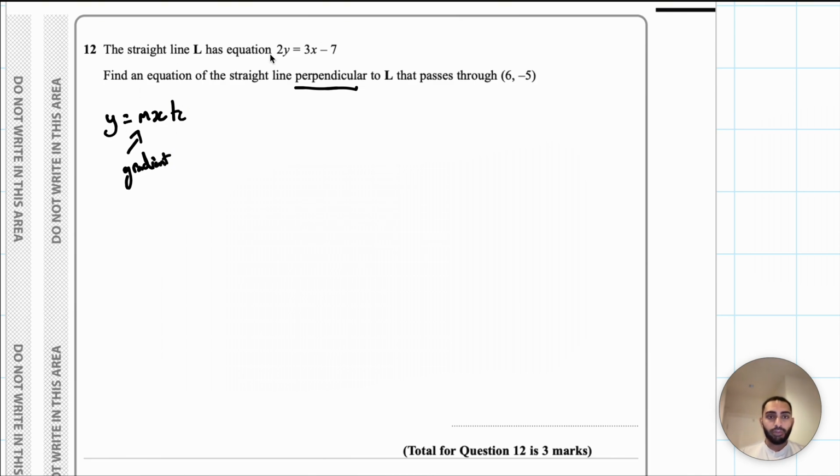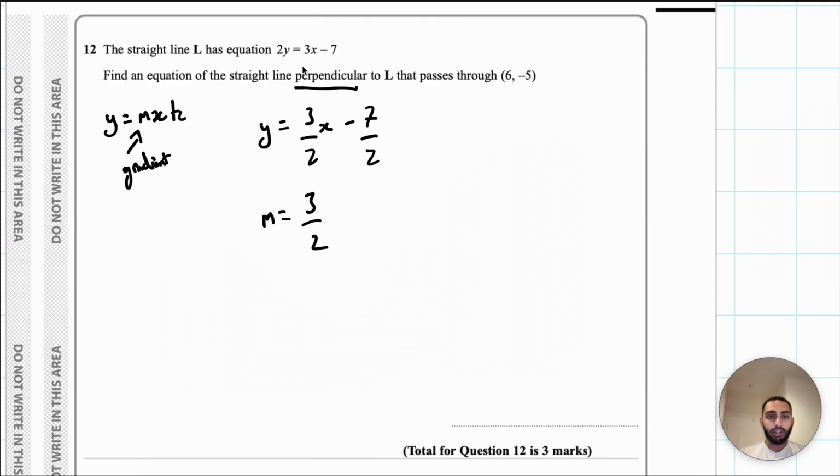First thing I'm going to do is rearrange this so it looks like this. I've got y as my subject. So this one's quite nice. I just need to divide everything through by 2. So y is going to be equal to 3 over 2 x, take away 7 over 2. So these two lines are the same as each other. I've just divided it through by 2, so it looks like this. And now I can see what the gradient would be. M is the coefficient, the number before the x, so it's 3 over 2.